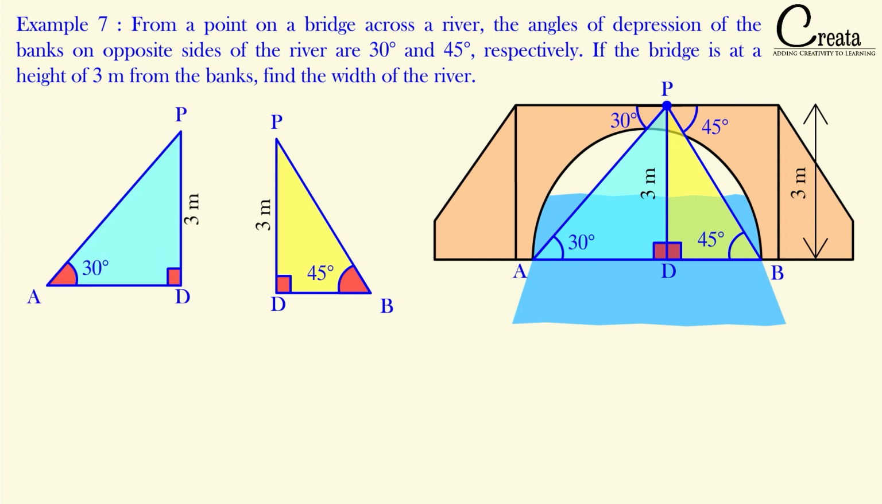Firstly, let's take the triangle PDA. In this triangle, PD is the perpendicular and AD is the base. And our trigonometric angle is 30 degrees. And what is the relation between the perpendicular and base? It is tan theta, right? So tan theta is equal to perpendicular upon base.